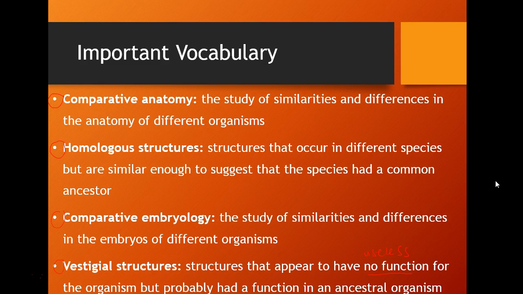Okay, so here are some vocabulary words that are important. 1. Comparative anatomy, the study of similarities and differences in the anatomy of different organisms. 2. Homologous structures, structures that occur in different species but are similar enough to suggest that the species had a common ancestor. 3. Comparative embryology, the study of similarities and differences in the embryos of different organisms. And then vestigial structures, structures that appear to have no function or are useless for the organism but probably had some sort of function in an ancestral organism.